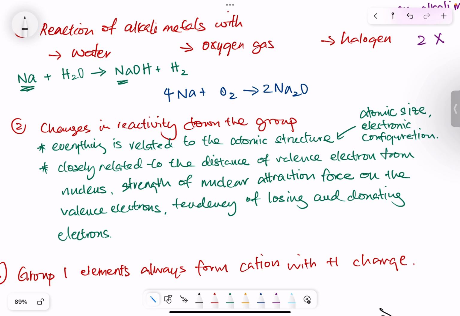The valence electron is going to get further away from the nucleus, and the strength of the attraction force on the valence electron is going to get weaker. Hence, you are going to lose it more easily, or donate it more easily. That is why, as a conclusion, the reactivity will increase down the group, because you need less energy to remove the electron from the outermost shell.